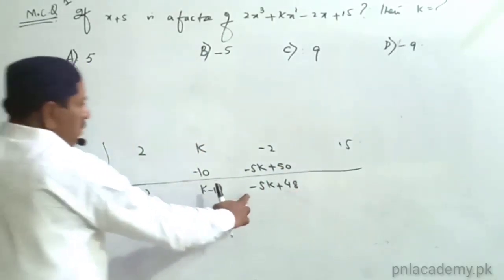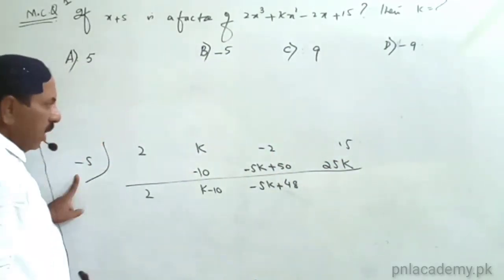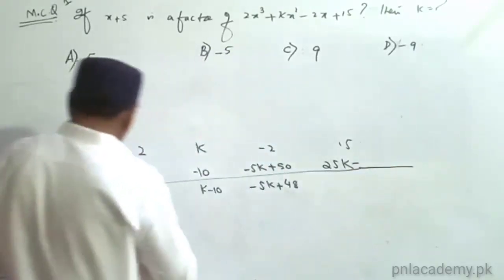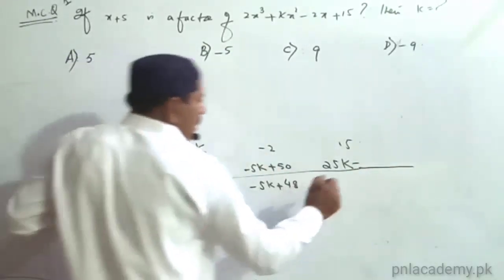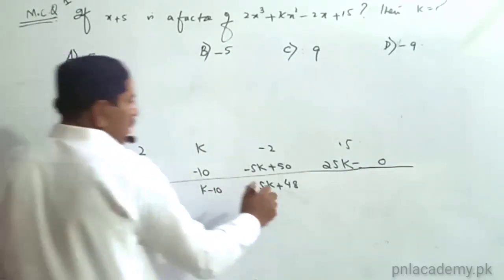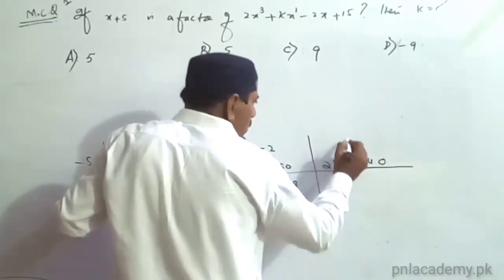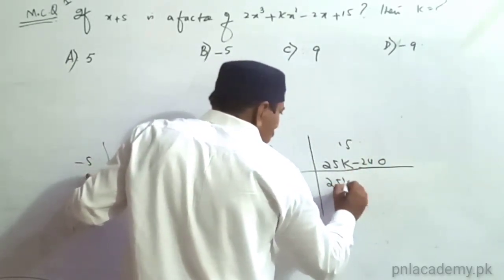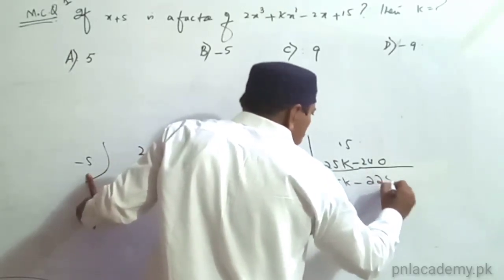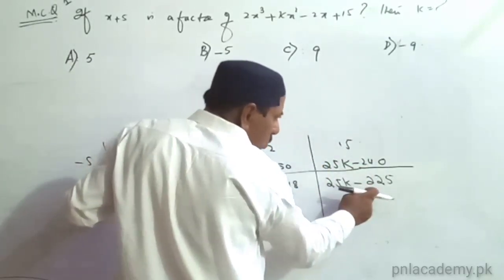Now minus into minus is plus, 5 5s are 25k. Minus into plus is minus, 5 into 48, 5 8s are 40, 5 4s are 20, and 4, so 240. So this will be 25k minus 225. 240 negative, 15 positive, the remaining is 225.